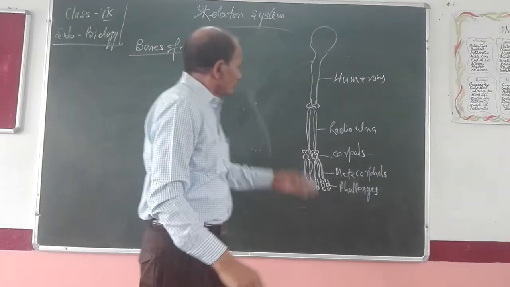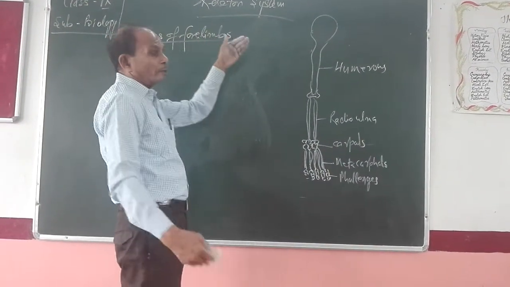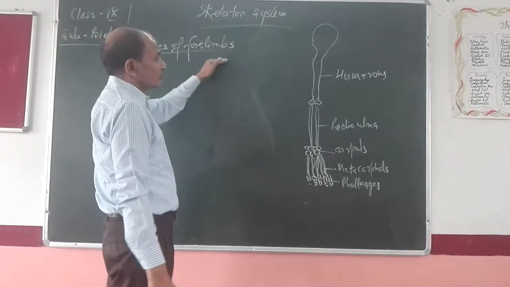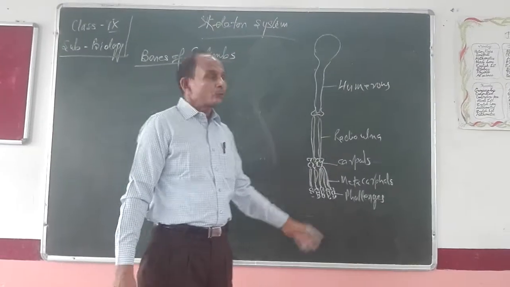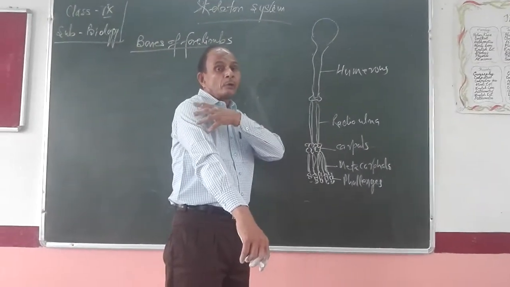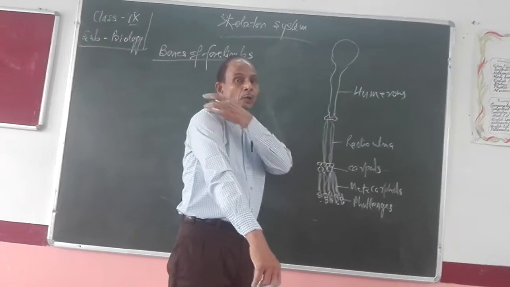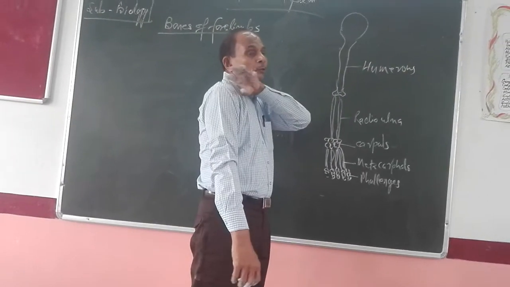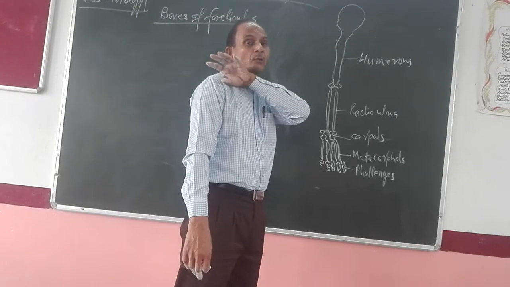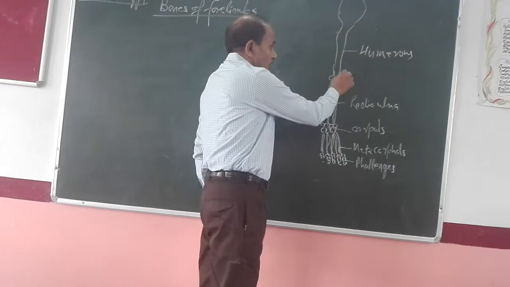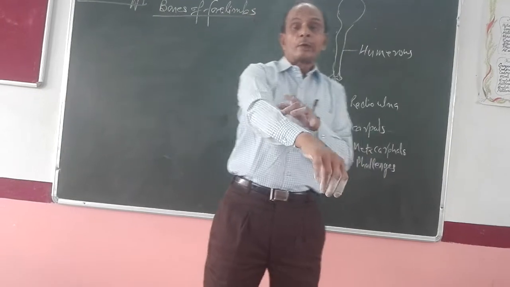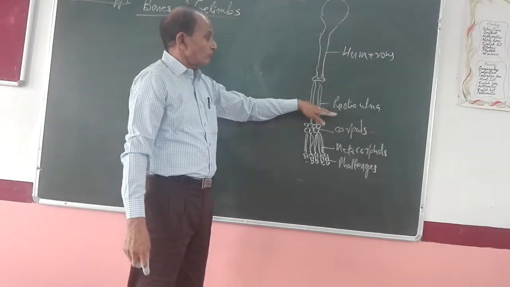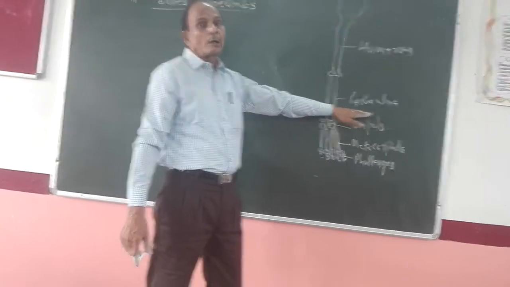Now the next part of our appendicular skeleton is our forelimbs. Our forelimbs consist of different bones. First, in the upper part of our forelimb, there is a single rod-like bone known as the humerus, whose head is articulated in the glenoid cavity of the pectoral girdle. Clear? In the lower part of our forearm, there are two long bones known as radioulna. Radioulna is a combined word.